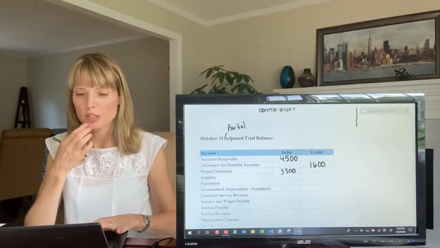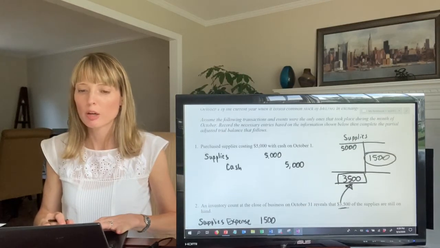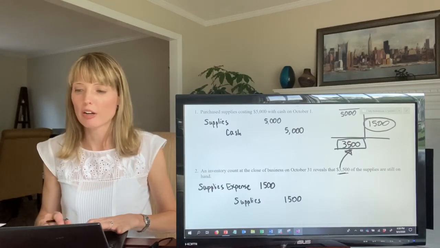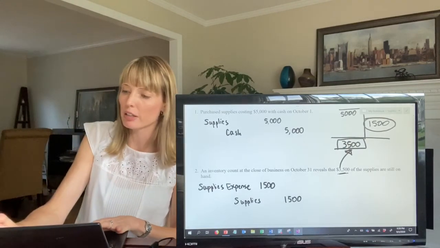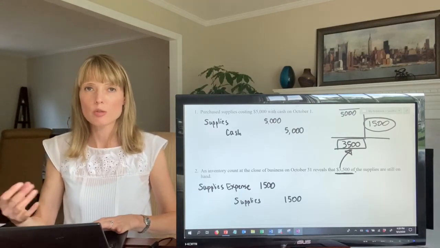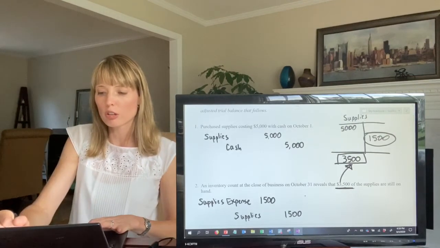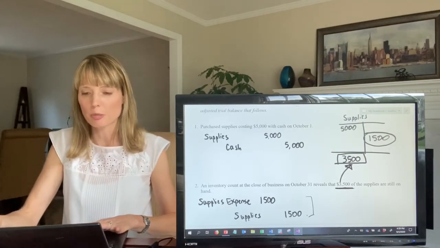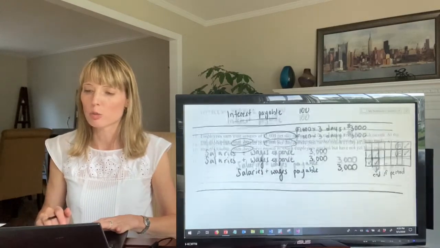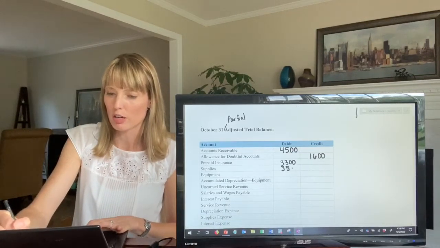How about supplies? What's our ending balance in supplies? The beginning of the period, we purchased 5,000, and at the end of the period, we did an inventory count and found that we had an ending balance of 3,500 of physical supplies on hand. So if that's what we have on hand, that's what we need to show in the books. We booked the journal entry here that would force our supplies balance to be 3,500. And that 3,500 is what we're going to report on the balance sheet, or for now in our adjusted trial balance.